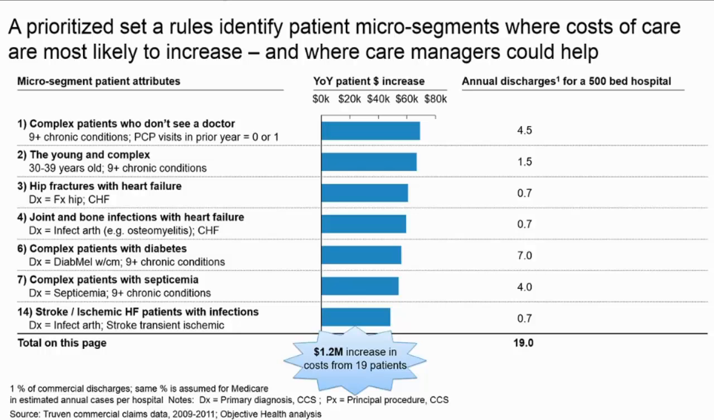Can we get that $1.2 million down to zero? Probably not, but can we decrease it substantially? Yes, the panel of physicians really believes that we can. And this is only 20 patients, so one full-time care manager, if things were balanced well, might be able to spend a substantial amount of time with each of these 20 patients over the course of the year.